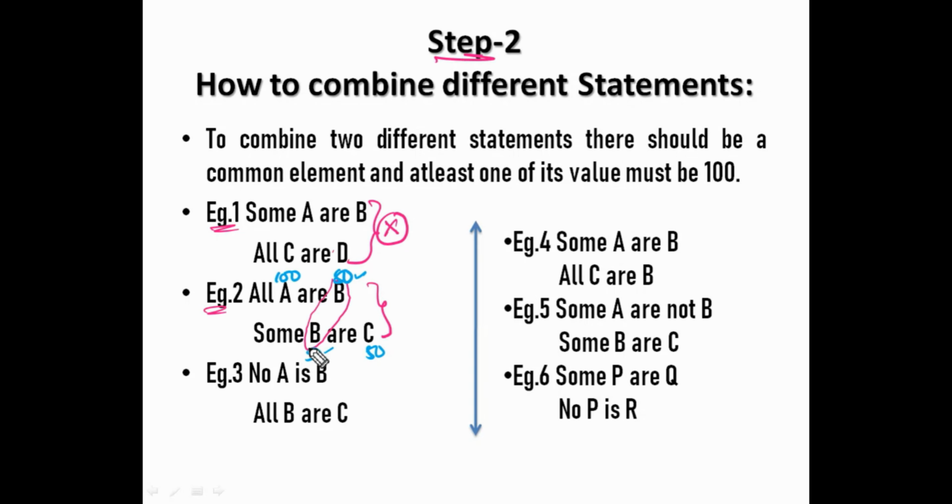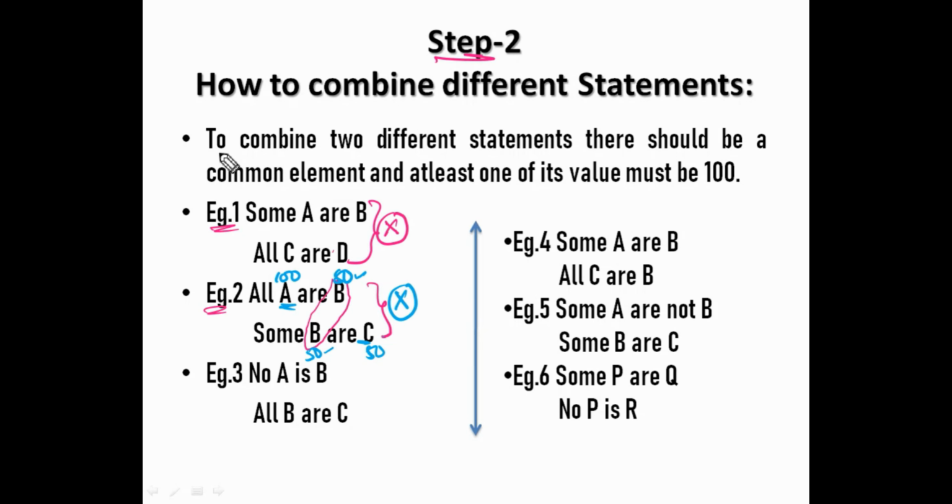No, sir. Here also we cannot combine these two statements. We cannot combine these two statements means there will be no conclusion from A to C. Even though the common element is there, there will be no conclusion from A to C. We cannot conclude anything from A to C. Okay. So see the point here.